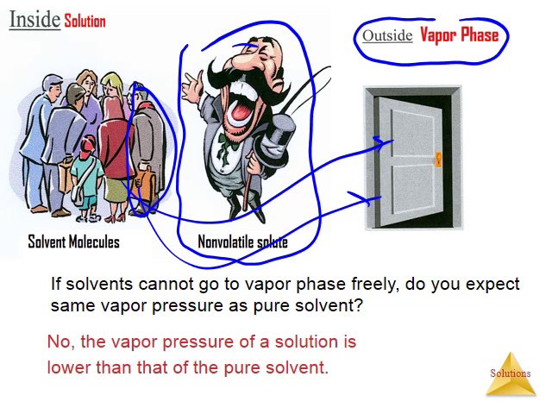Now if there are quite a few of these non-volatile solutes, the effect would be even bigger. So the question is, if solvents cannot go to the vapor phase freely, do you expect the same vapor pressure as pure solvent? Obviously the answer would be no. Since some of these molecules cannot freely go to the vapor phase, you would expect vapor pressure would be lower in a solution.